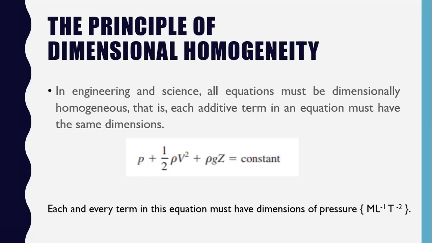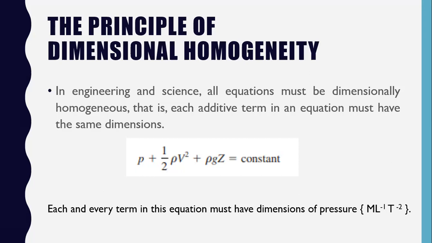Then the principle of dimensional homogeneity. In engineering and science, all equations must be dimensionally homogeneous. That is, each additive term in an equation must have the same dimensions. So you should never be confused about that. Dimensional homogeneity is nothing but each additive term in an equation having the same dimensions.